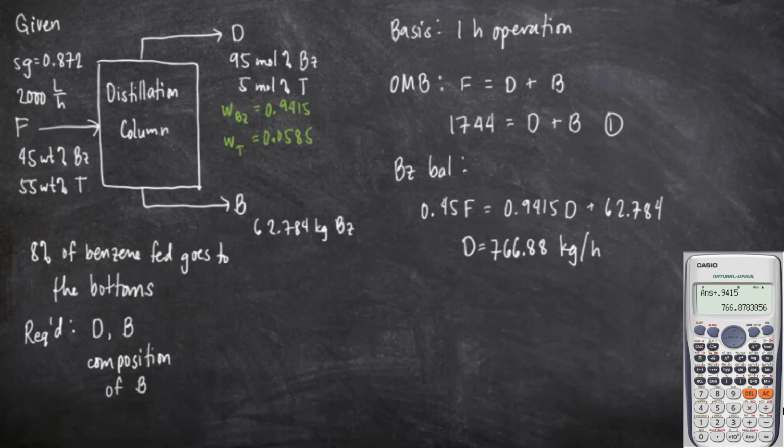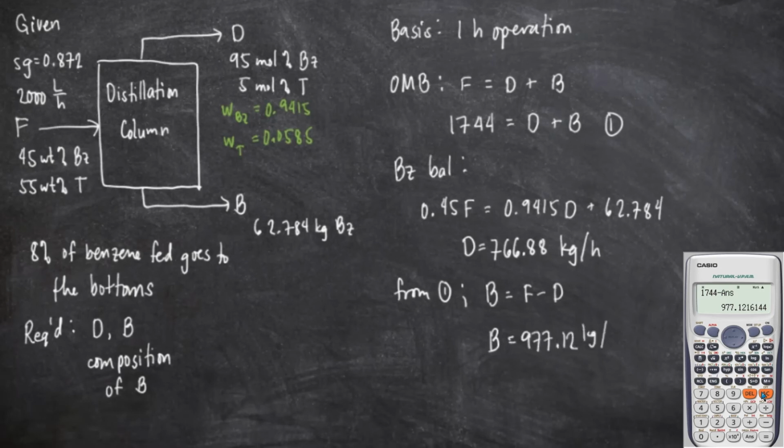Now that we know the mass of the distillate stream, we can go back to our equation 1 and calculate the mass of the bottom stream. That would be F minus D. We calculate the bottom stream as 1744 minus the distillate stream, that is 977.12 kilograms per hour. With that, we were able to solve for the flow rate of the distillate and the bottoms. And what's left is we need to know the composition of the bottom stream.